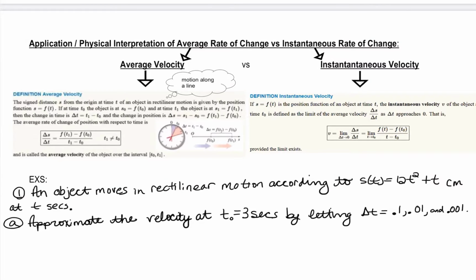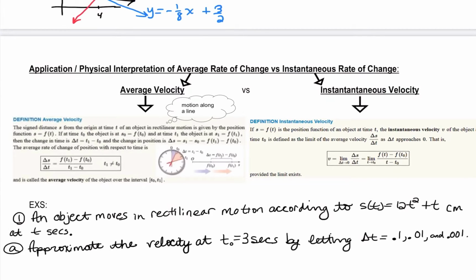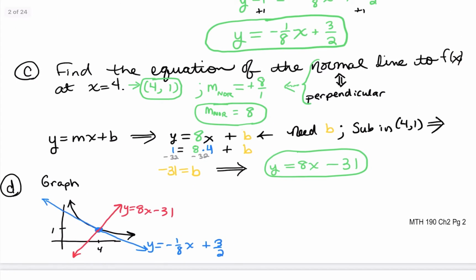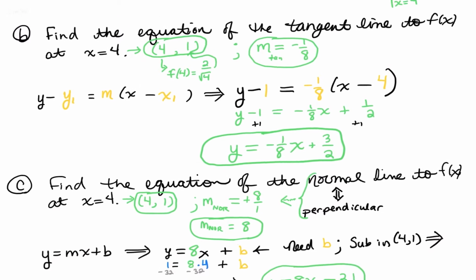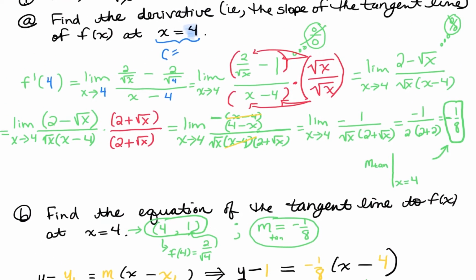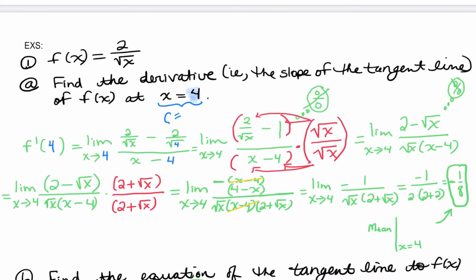So last time we looked at how we can come up with the instantaneous rate of change by looking at something called the derivative, or the slope of the tangent line, which was really taking the limit as x approaches 4 of, again in this example, f(x) minus f(4) over x minus 4.